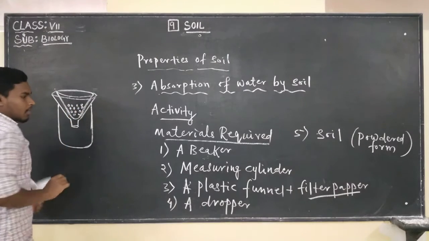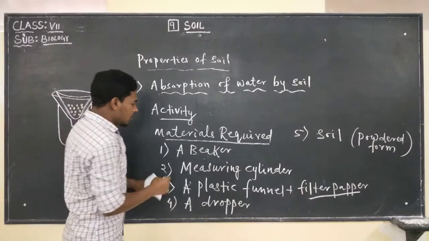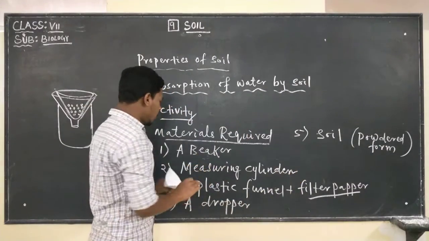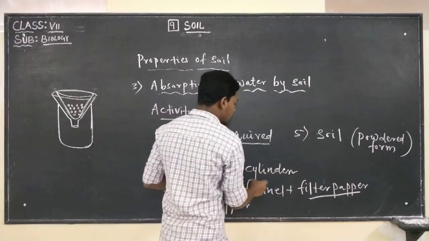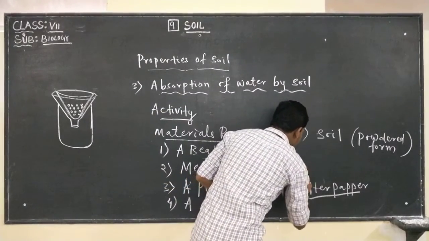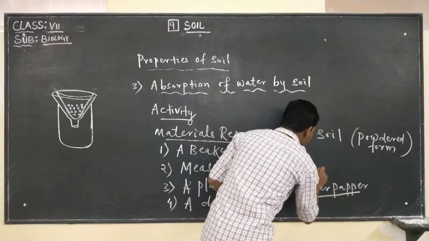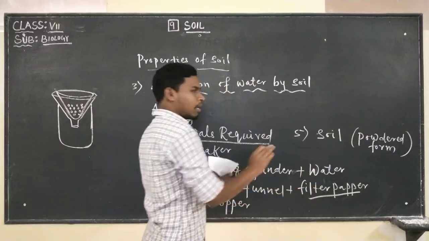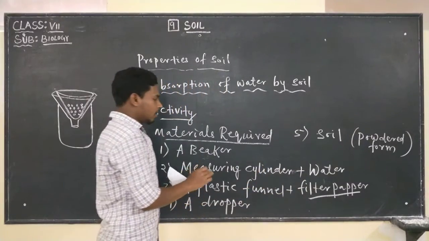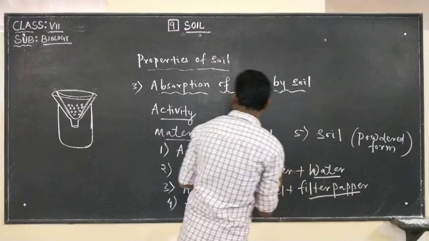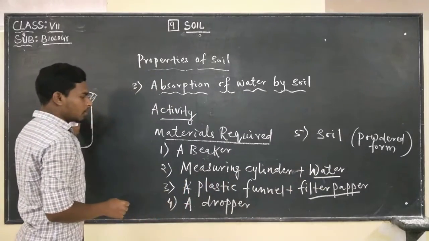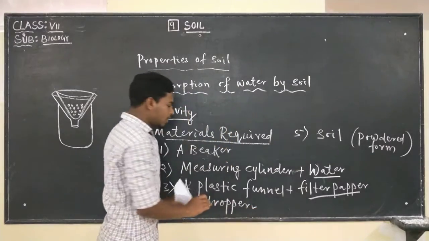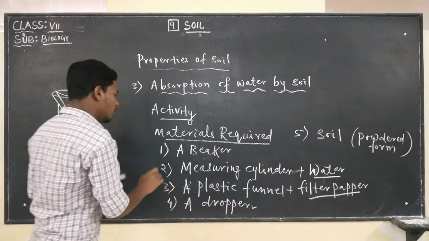Now after that, what do we need to do? We need to have water in the measuring cylinder. For example, in the measuring cylinder we have some amount of water. This water we need to keep on pouring with the help of a dropper. It is better to use a dropper.